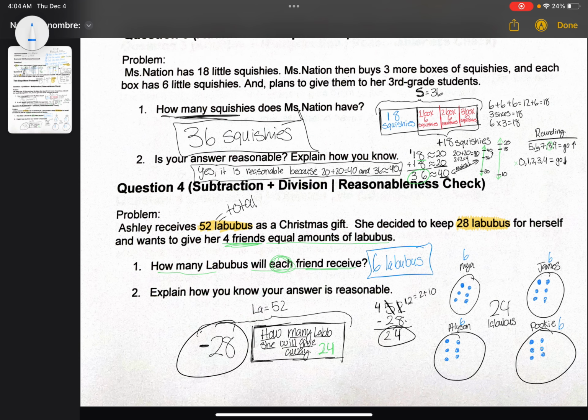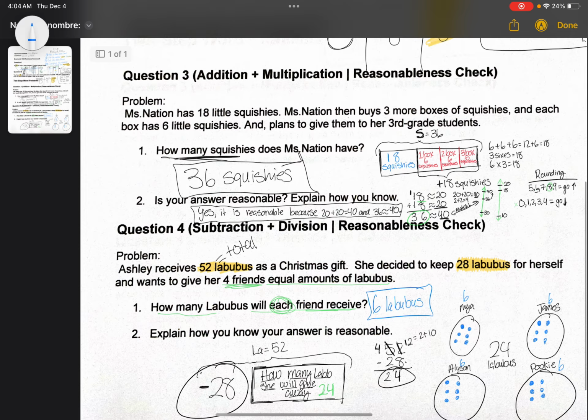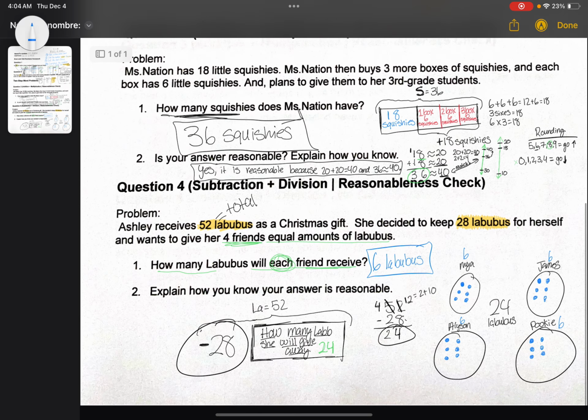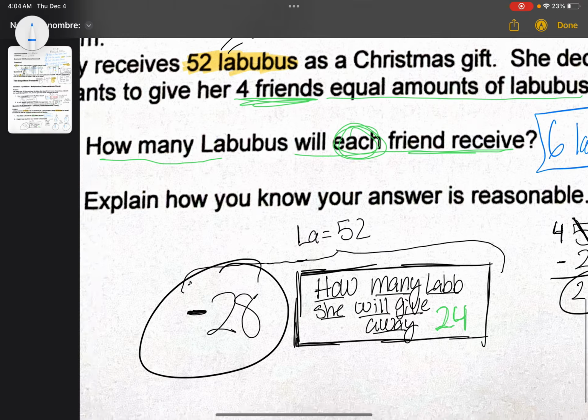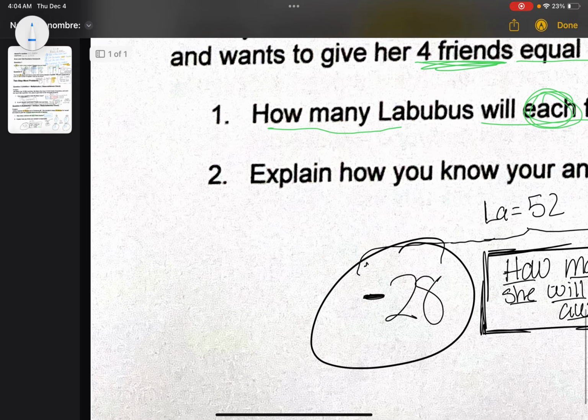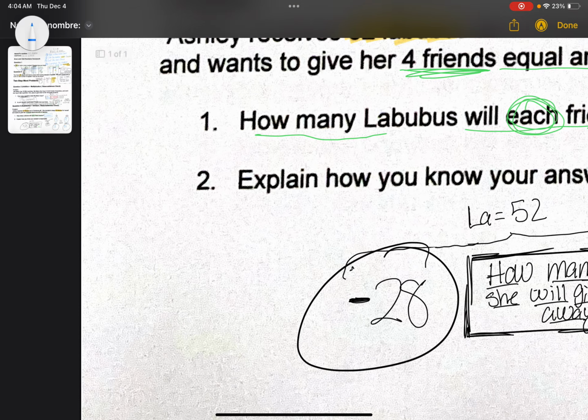Now, question 2 is going to be kind of similar to how we solve it. The second question and question 3 are going to be very similar. Now, all we're going to do is round. We're going to round 52. And we're going to round 28.